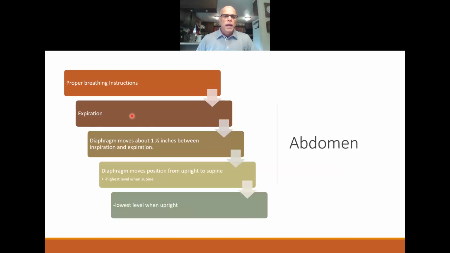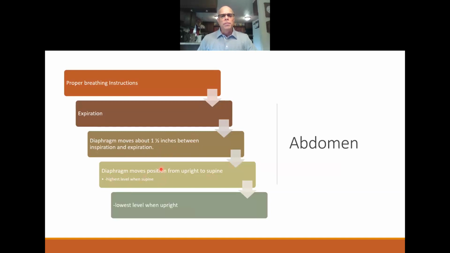It tells you here that the diaphragm moves about 1.5 inches between inspiration and expiration. So on expiration, you can actually get 1.5 inches more of the abdomen included on your image if you will just have the patient exhale all of their air.